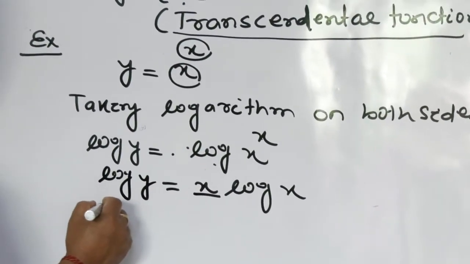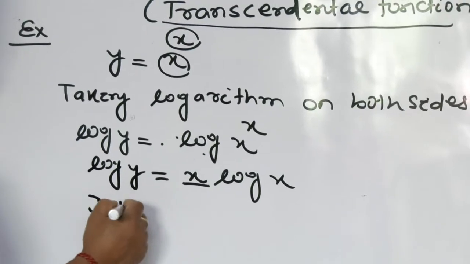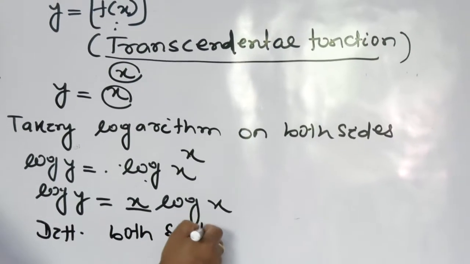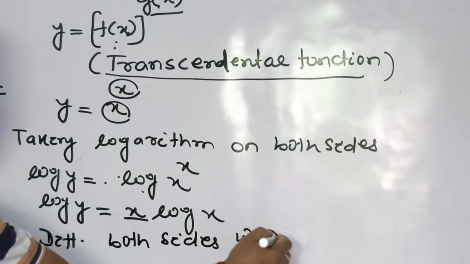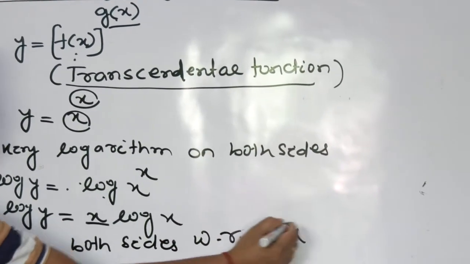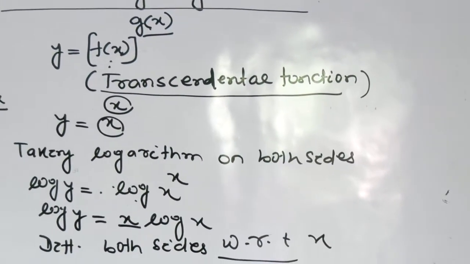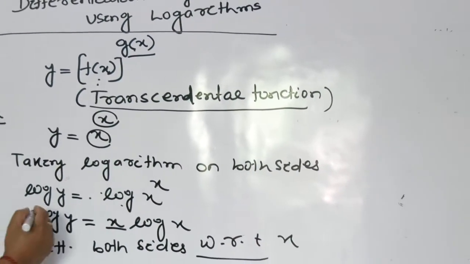Then differentiate both sides with respect to x. WRT means with respect to x. Differentiating both sides with respect to x.